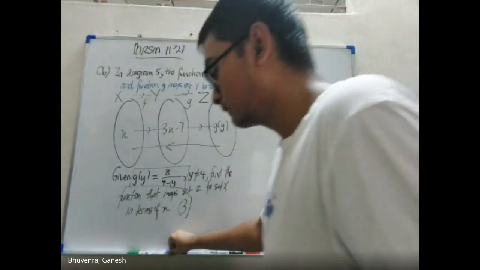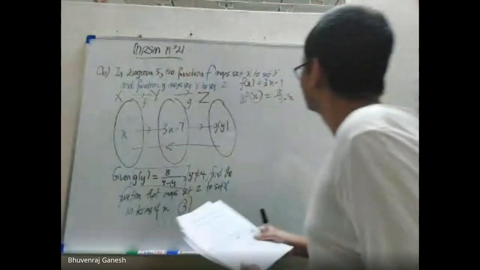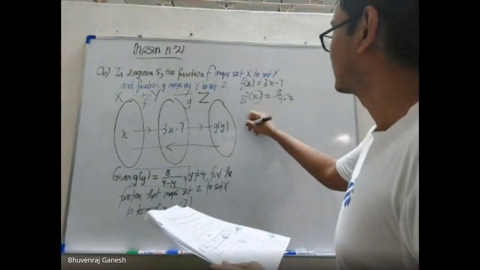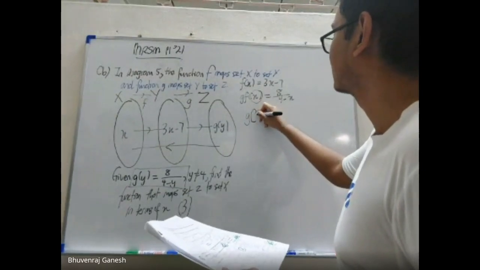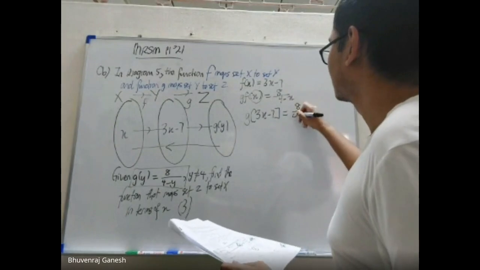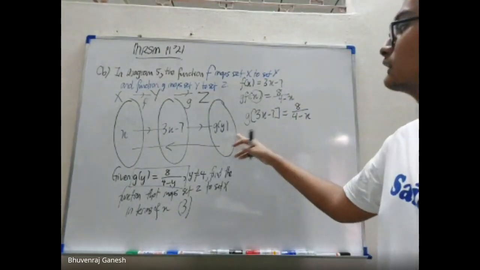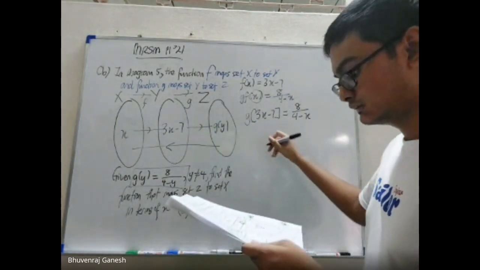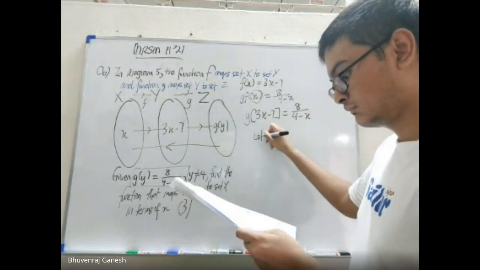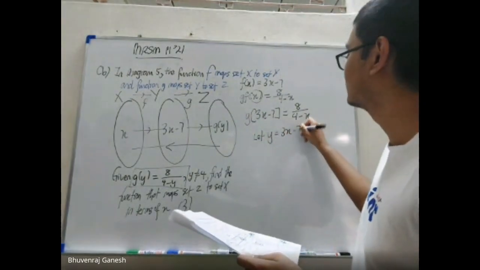So after you do this, you can substitute your f inside. So g(3x minus 7) is 8 over 4 minus x. Then what you do to find g, this function over here, is you will let y equal 3x minus 7.